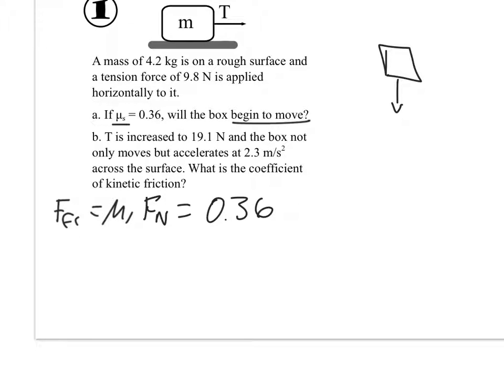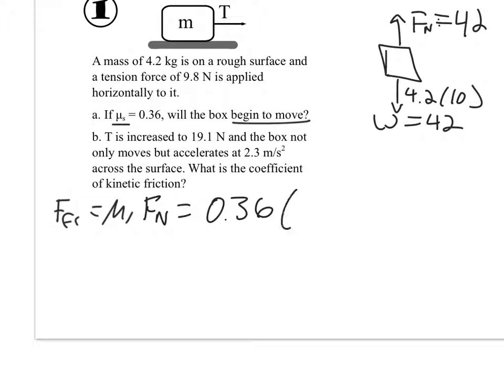My downward force, it tells me the mass is 4.2, times 10 to get me the weight. And because my object isn't accelerating at all in the y direction, I know that my normal force is also going to be equal to 42. These two have to be equal. So 0.36 times 42, and that gives me my maximum force of friction, which is going to be 15.1 newtons. And this is my maximum friction.